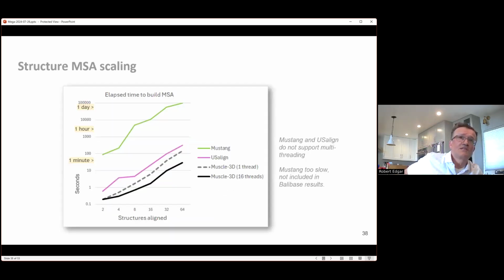So also we can ask, how do these methods scale? Notice the log scale for the time, and we also have a log scale for the number of structures. So this is basically a log-log plot, which looks nice and linear. And you'll see that Muscle-3D is right at the bottom of this plot. It scales really exceptionally well. Everything else is slower.